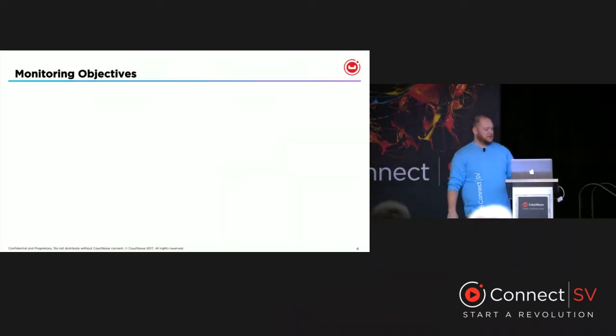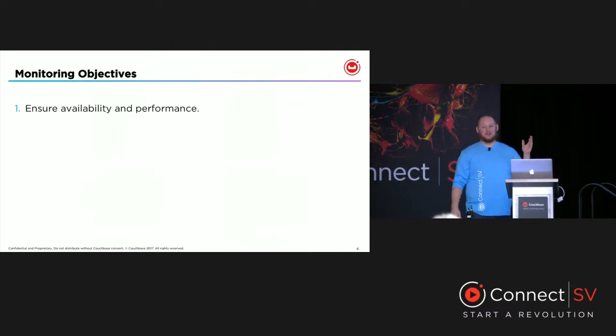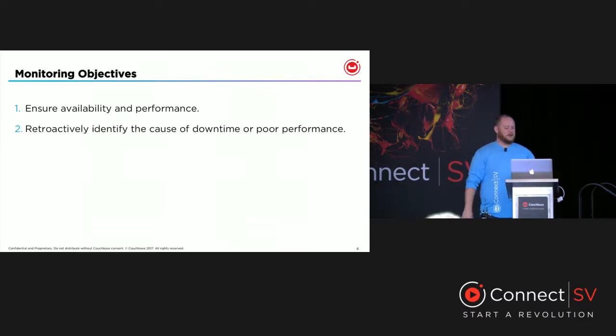So in terms of basics, what are we trying to do? First and foremost, we're trying to ensure the availability and performance of our clusters. More and more performance is availability, right? So if you're not hitting your SLAs for performance, even if the system's online, it might as well be offline because you've probably already abandoned that particular operation.